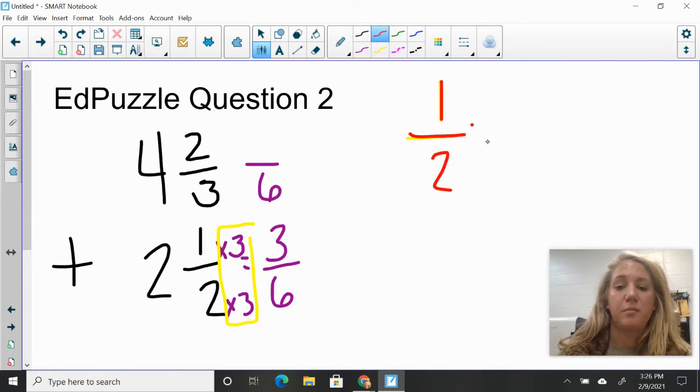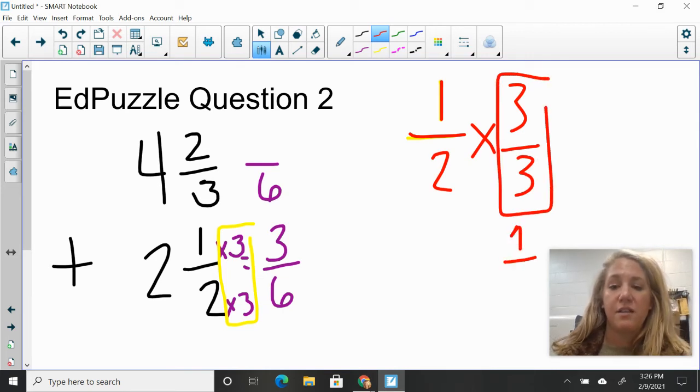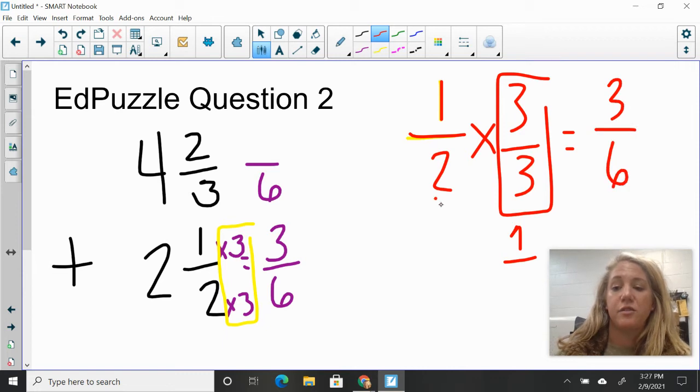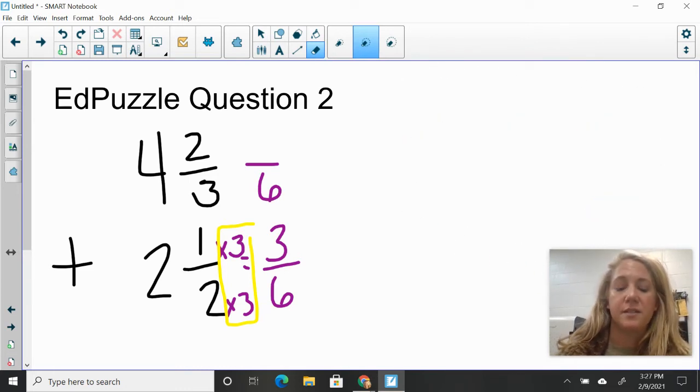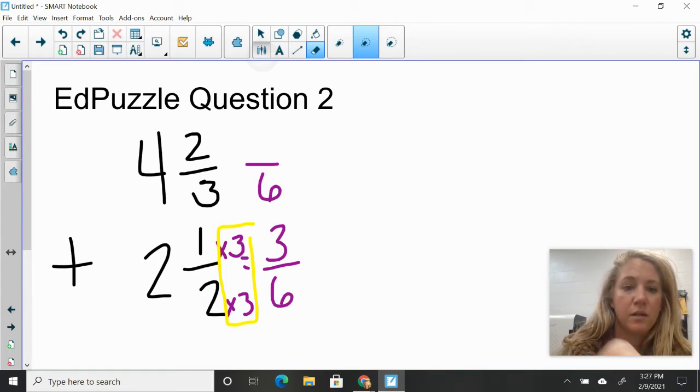You're really just multiplying 1/2 times 3/3, and all 3/3 is 1 whole. And so anything multiplied by 1 is going to give you the same result, okay? So when we do that, we end up with 3/6, and those two things are equivalent fractions, okay? So that's why we multiply both the top and the bottom by the same number, because essentially we're just multiplying by 1 whole. All right, so 2/3 is how many sixths?